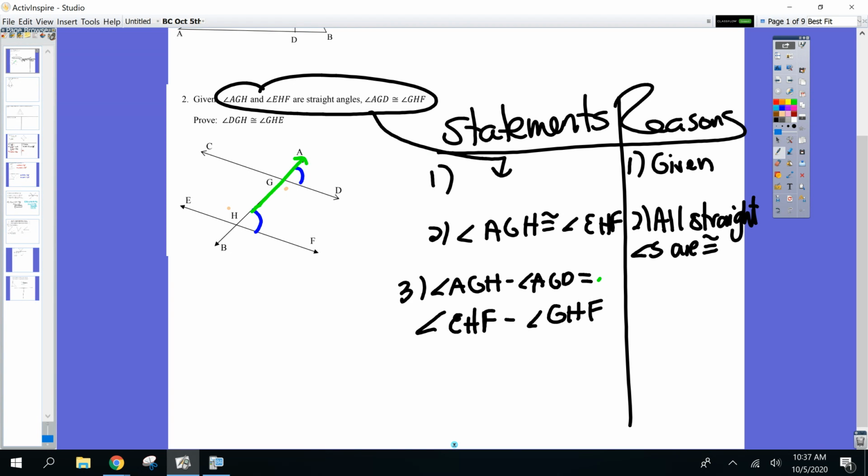Subtraction, substitution, we're done. Okay, so this was just a subtraction proof. Tomorrow I'll show you a different way how to do this. But for now, subtraction. Next, what else we have before we go over any of the work here? What else? 6. Okay, everybody, 6.